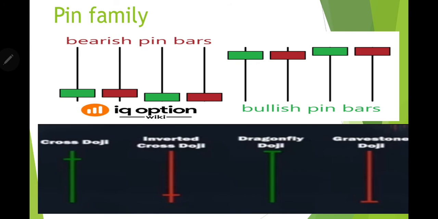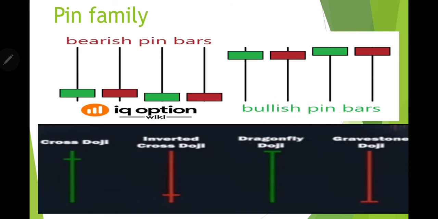Under pins family, we've got the pin bars. All of those are the pin bars, bearish pin bars and bullish pin bars. Note that the color is not important. As long as you are aware of the shape, that there's a small candle body, small upper shadow, and a long lower shadow, or a long upper shadow with the small candle body and a small lower shadow there. So these are strong reversal patterns. The bearish ones are strong bearish reversal patterns, and the bullish ones are strong bullish reversal patterns.